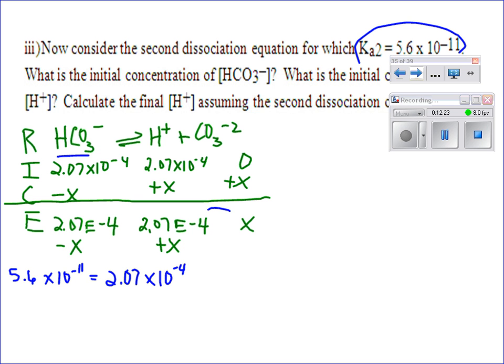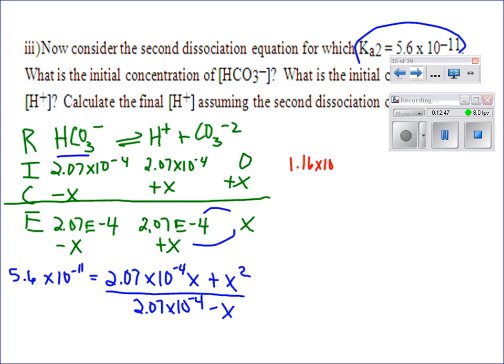And I'm just going to cross multiply. I'm not going to distribute right now. X plus X squared all over, that's products over reactants, 2.07 times 10 to the negative 4th minus X. So when I cross multiply, ugly math, I end up with 1.16 times 10 to the negative 14th minus 5.6 times 10 to the negative 11th X. That's going to be equal to, I'm going to run out of room, 2.07 E negative 4 plus X squared.